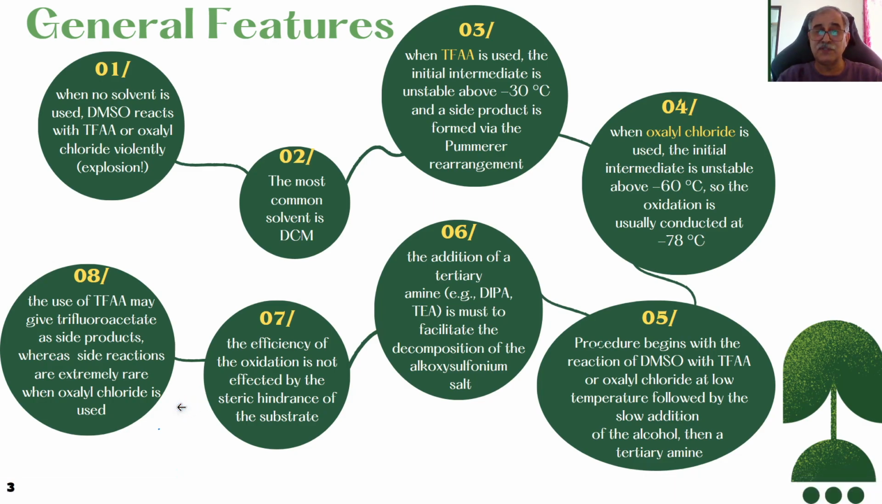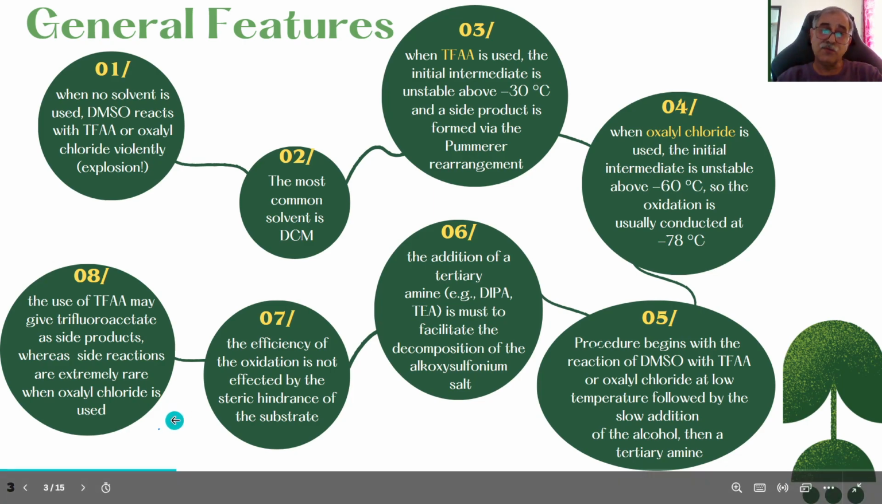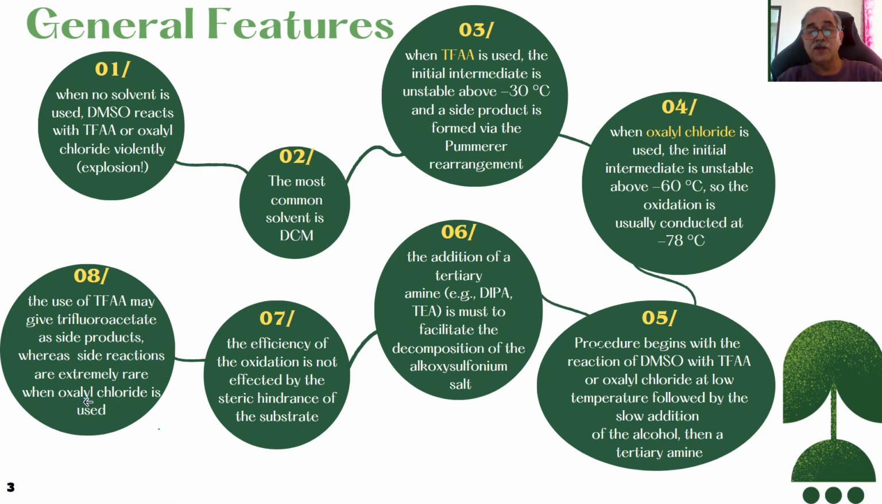And another feature is that the efficiency of the oxidation is not affected by steric hindrance of the substrate. As I have told you, steric hindrance does not affect the Swern oxidation products. And TFAA may give trifluoroacetate as the side product, whereas side reactions are extremely rare when we use oxalyl chloride. So overall, oxalyl chloride in combination with DMSO is a more effective reagent for Swern oxidation than TFAA and DMSO.